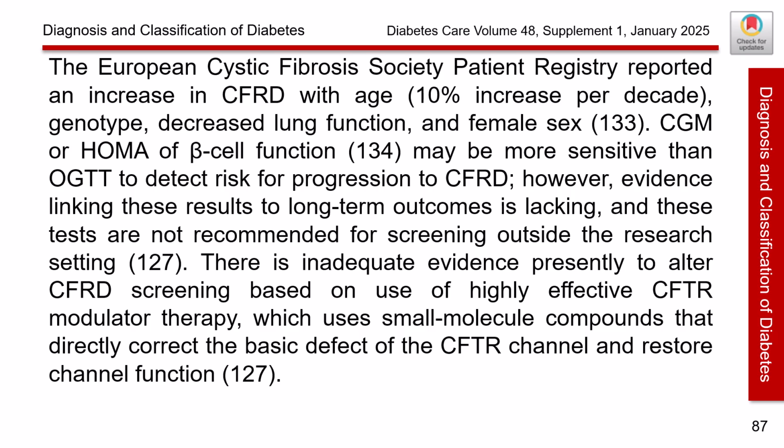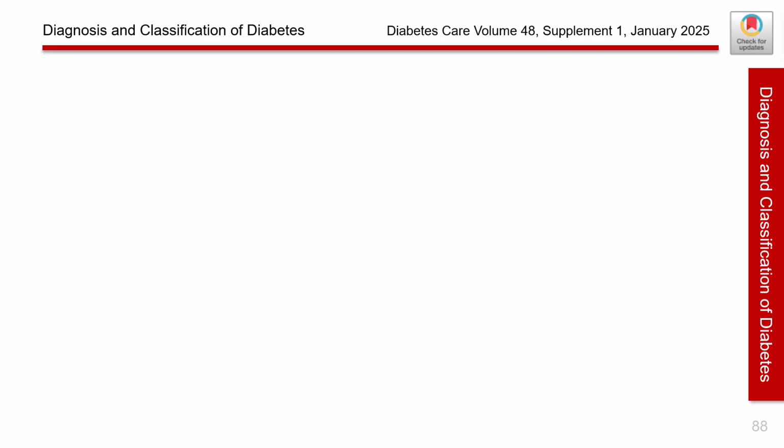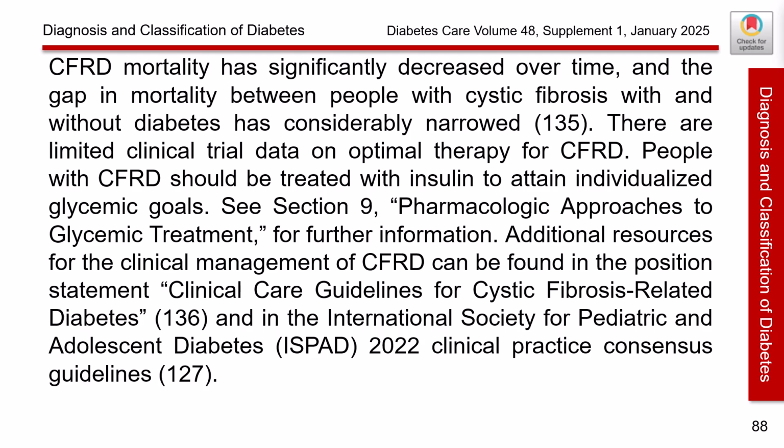research setting. There is inadequate evidence presently to alter cystic fibrosis-related diabetes screening based on use of highly effective cystic fibrosis transmembrane conductance regulator modulator therapy, which uses small molecule compounds that directly correct the basic defect of the cystic fibrosis transmembrane conductance regulator channel and restore channel function. Cystic fibrosis-related diabetes mortality has significantly decreased over time, and the gap in mortality between people with cystic fibrosis with and without diabetes has considerably narrowed.